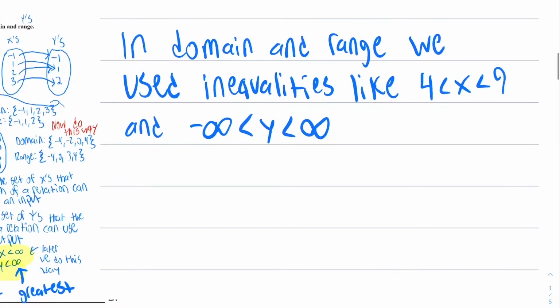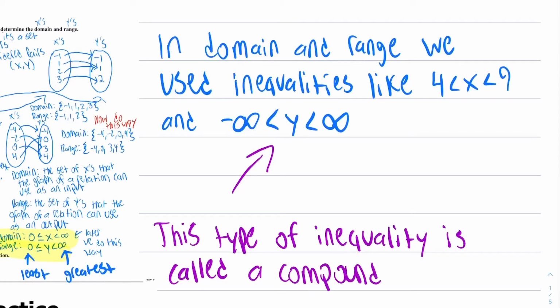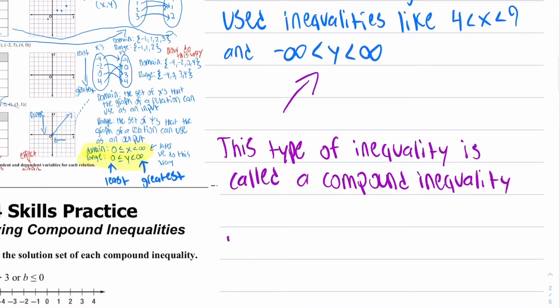There's a name for this type of inequality, and it's not just an inequality. This one has a special name. That special type of inequality is called a compound inequality. Let's get the definition for that.